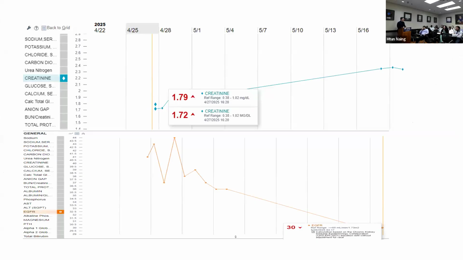This is her progression. So she had about 1.7, 1.79, 1.72 in April. When she came to the hospital, her creatinine rose to around 2. We discussed a lot of different treatment options. She left home, she came back, creatinine was 2.3, 2.4. She progressed really fast. And the eGFR initially started around 40 plus, and then eventually declined to 29 and 30 right now.